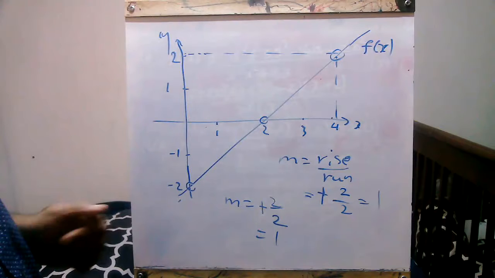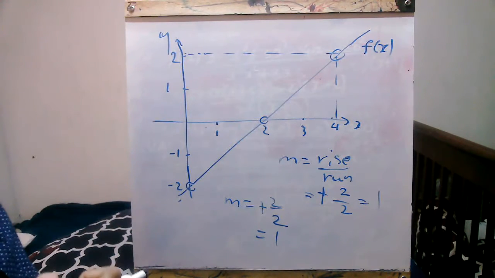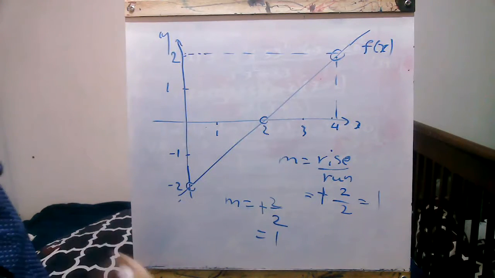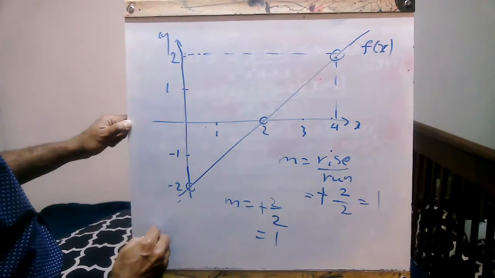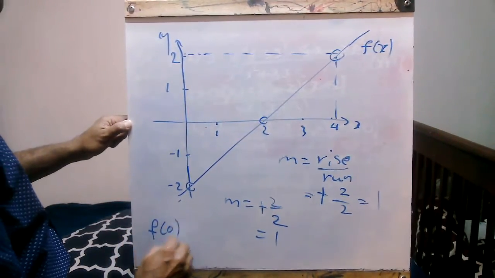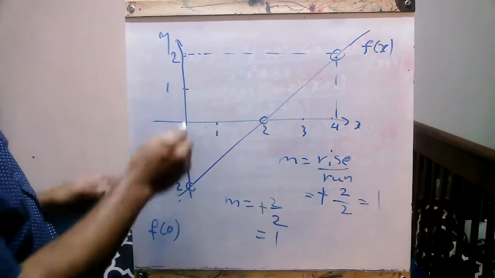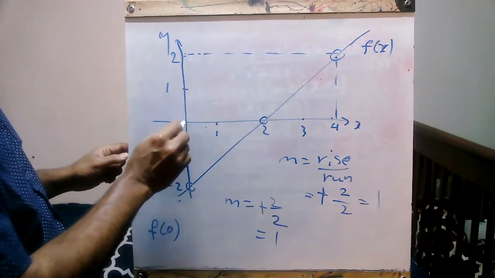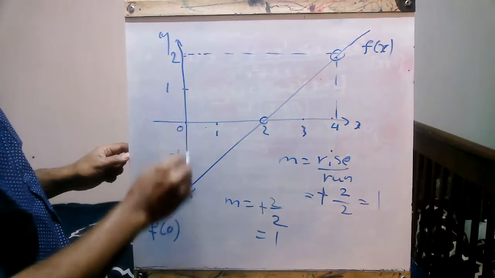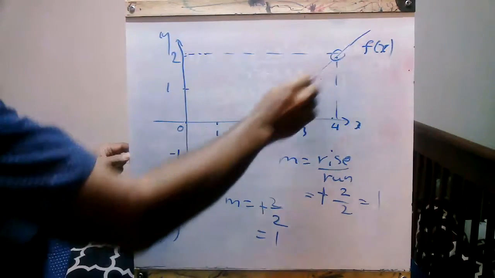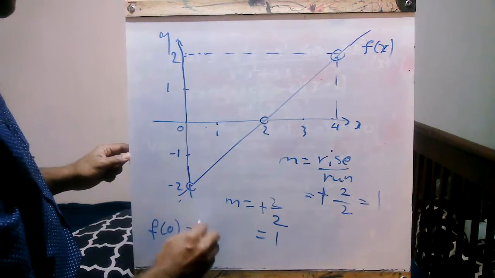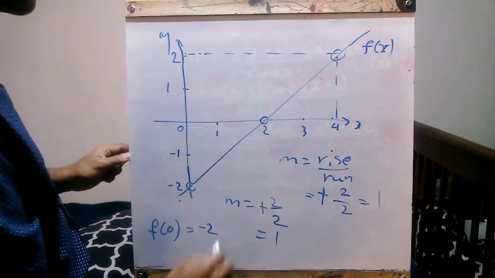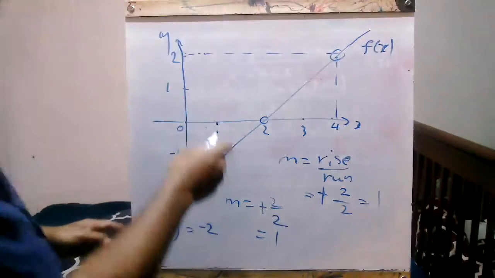The only other thing is, if you want to find the function value, say for instance f of 0. F of 0 means when x equals 0, at this point, what is the function value? The function is this line. The function value is -2, right? I'm writing just an example.